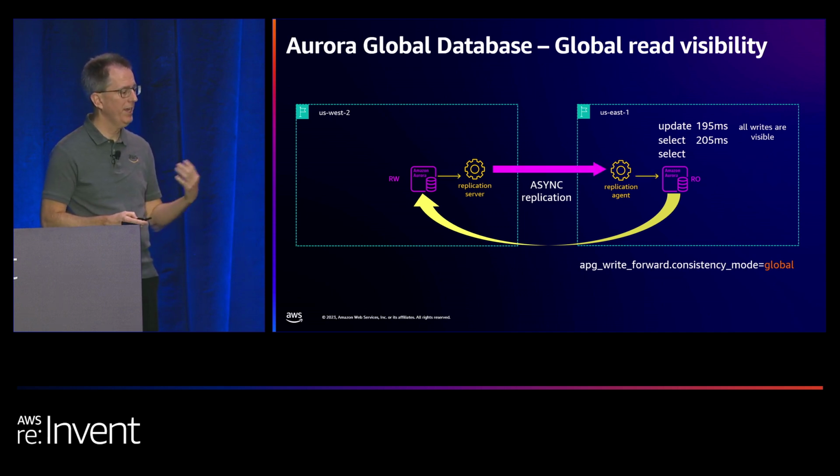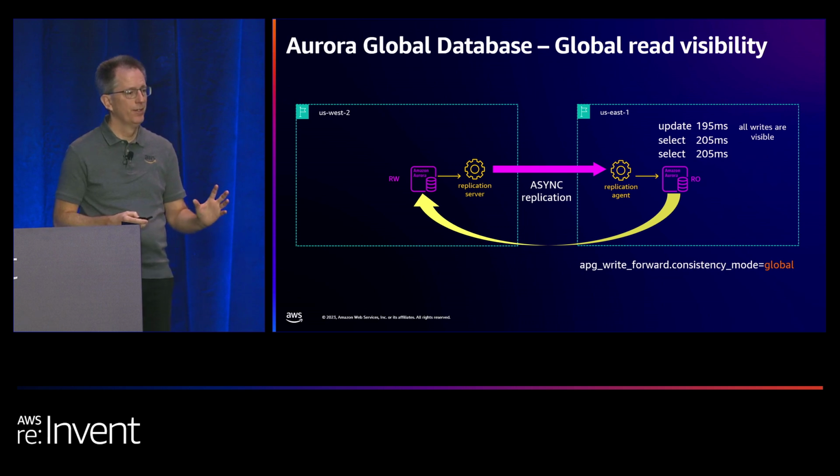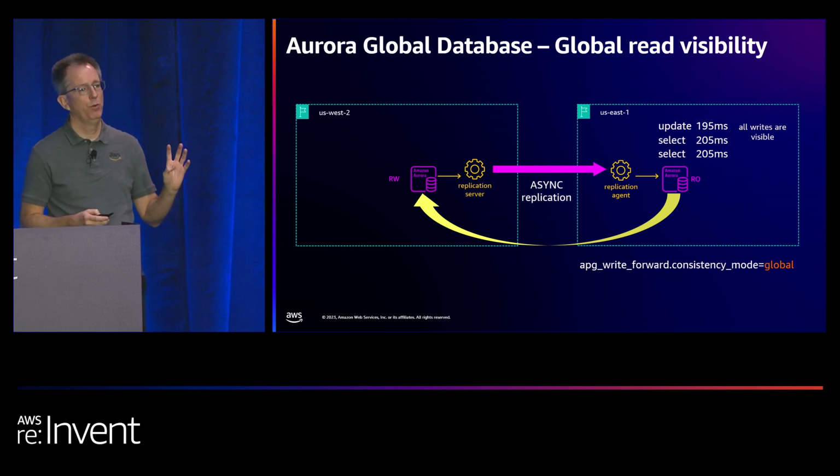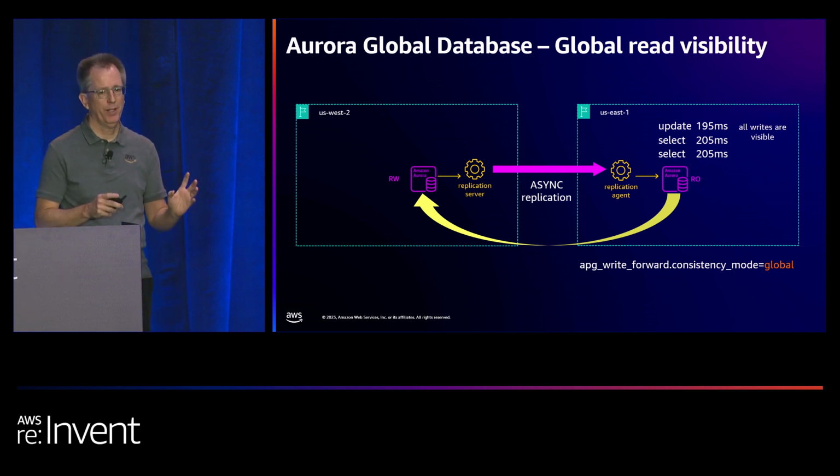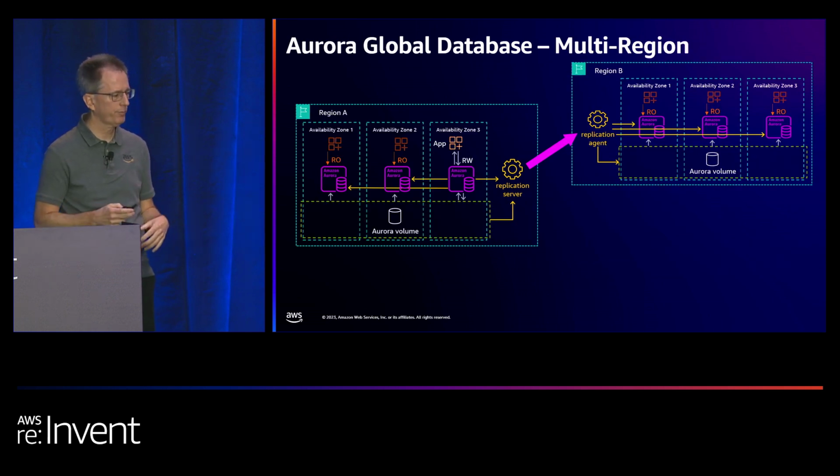The next select also has to wait for any changes, right? So it's also going to take 205 milliseconds. So this is a great one if you want correctness, but as you can see, you're putting a lot of dependency on the network and the replication, right? So I wouldn't advise this from a resiliency perspective.